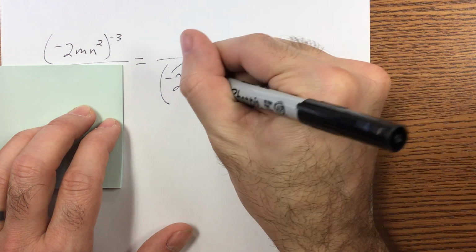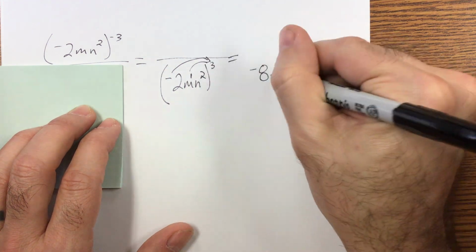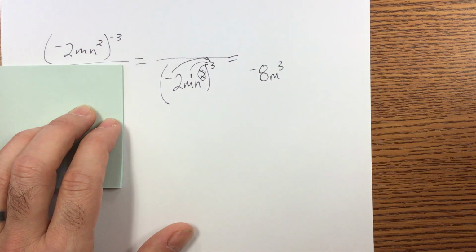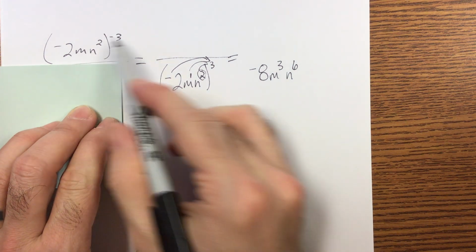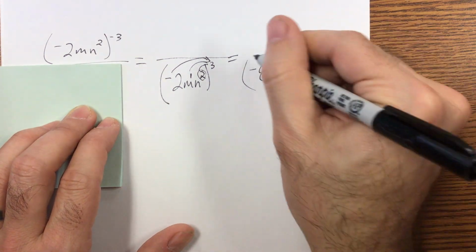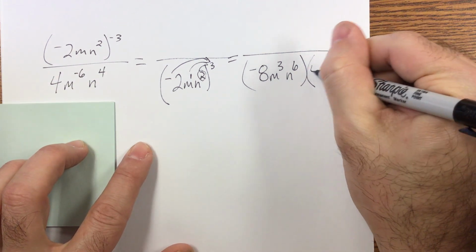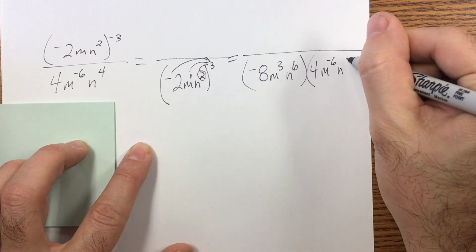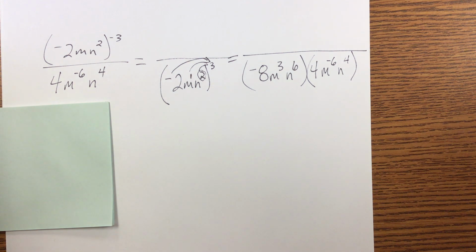Now let's do our powers to a power. M to the 1st to the 3rd, power to a power, we multiply. N to the 2nd to the 3rd, power to a power, we multiply. So that's the top fixed. What was on the bottom here? Well, I'm going to rewrite it over here so we can see. 4m to the negative 6th, n to the 4th. Okay? Now we've got some choices to make. All right? And really, there's no wrong way.